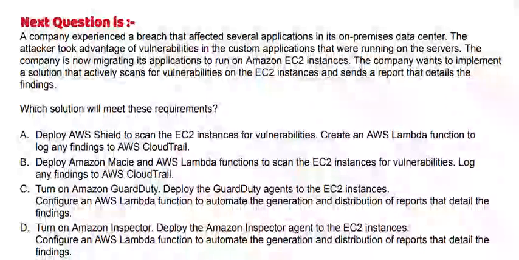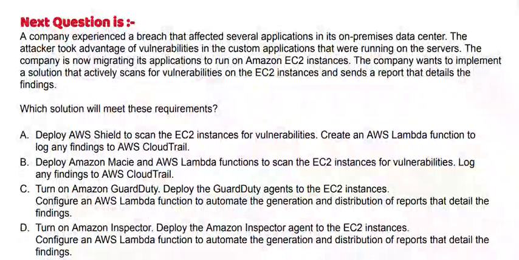Option C. Turn on Amazon GuardDuty. Deploy the GuardDuty agents to the EC2 instances. Configure an AWS Lambda function to automate the generation and distribution of reports that detail the findings.